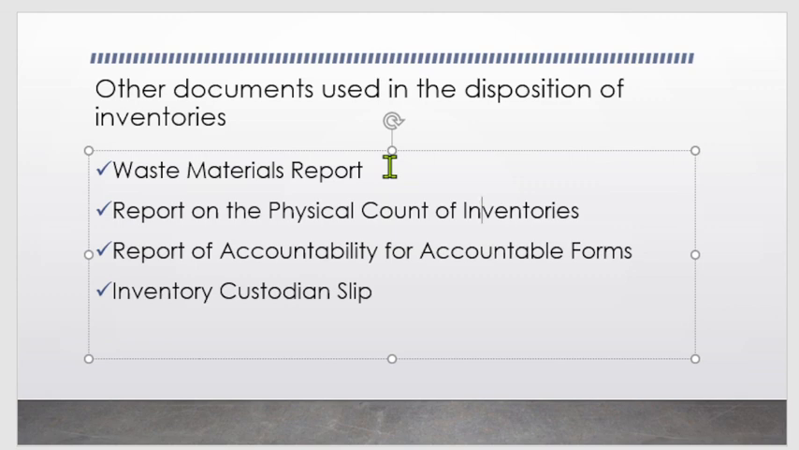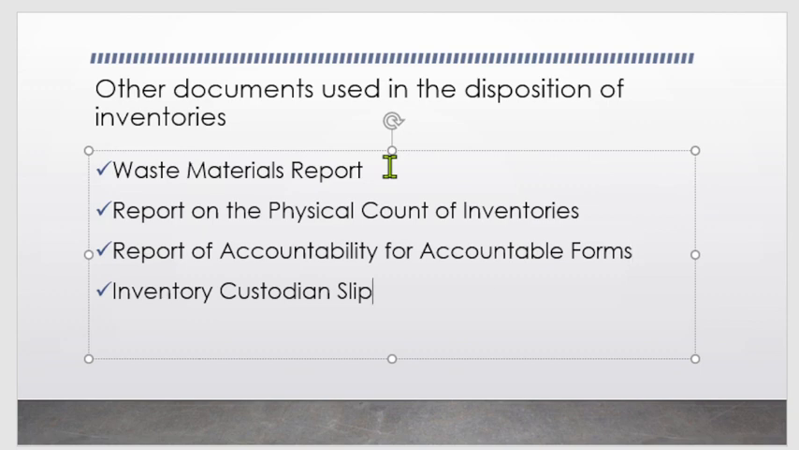Next, report on the physical count of inventories. This is also monthly. So, yung inventory natin doon sa iyong warehouse, dapat meron tayong report on the physical count. So, may physical counting po tayong ginagawa dyan. Report of accountability for accountable forms. Used to report the movement and status of accountable forms in the possession of an officer. So, this will just monitor yung mga forms na ginagamit natin. For example, yung mga RIS, kasi yan ay pre-numbered. So, kailangan meron tayong report on that accountable forms.